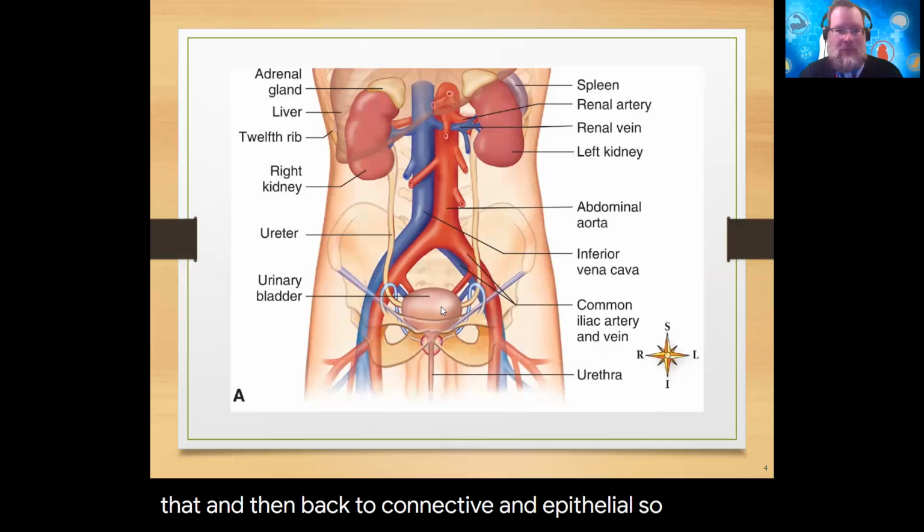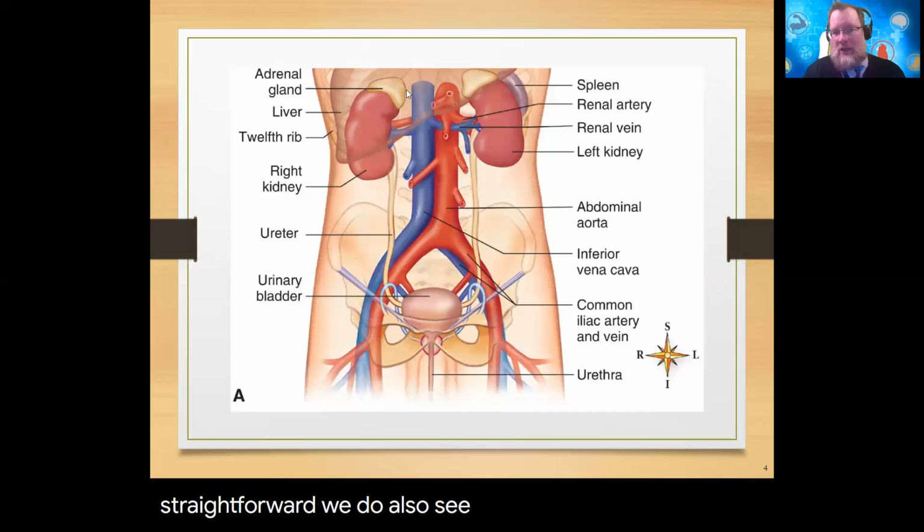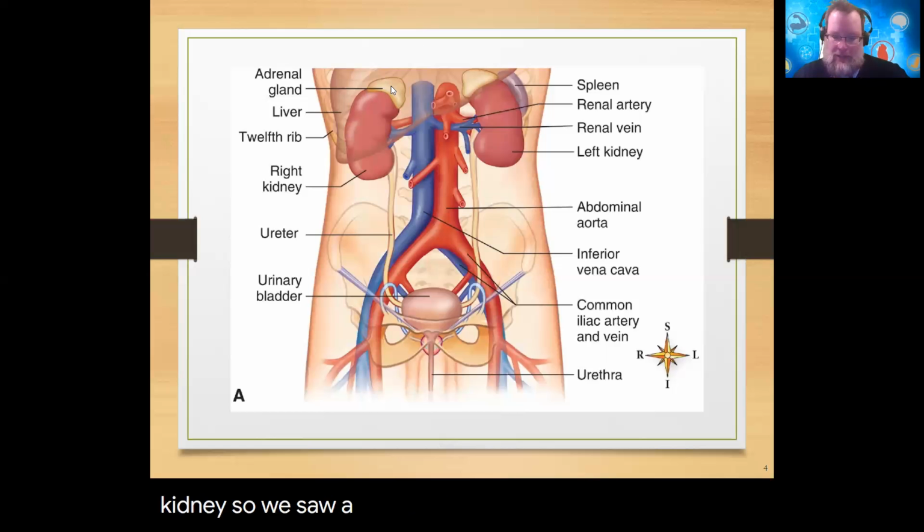So anyhow, that's what's going on with the macro structures. Pretty straightforward. We do also see the adrenal glands sitting on top, kind of like little caps on the superior aspect of each kidney. So we saw adrenal glands back when we were doing the endocrine system several weeks ago.